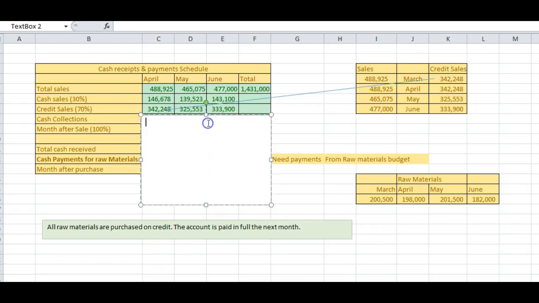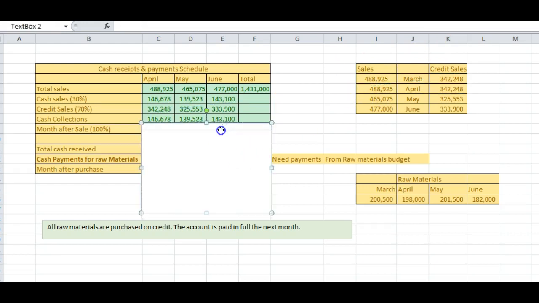Okay, let me backtrack that. Our sales, let's do this one more time. Our sales, this is our cash sales, 30%. Our credit sales are 70% of this. So credit sales for April is going to be the 342,248, just like we have it written out here.